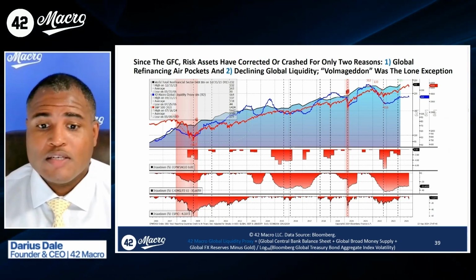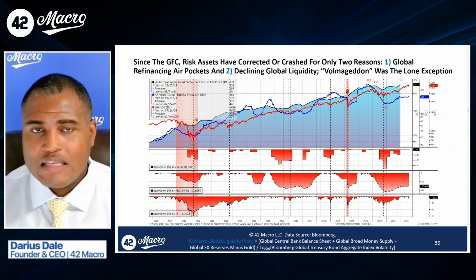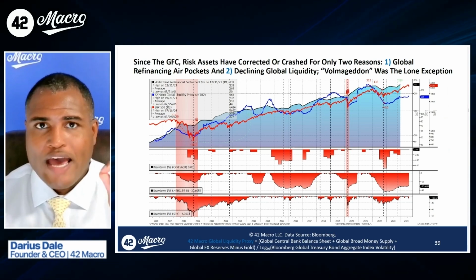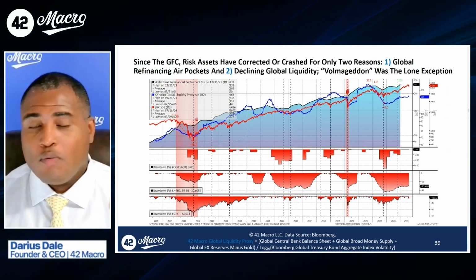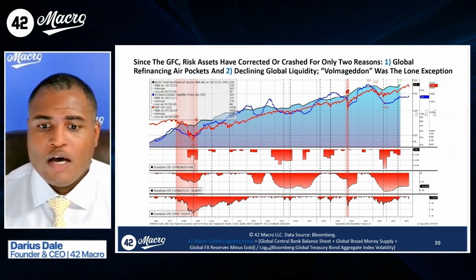And reason number two is declining global liquidity. Volmageddon was the lone exception. It's the only time since the global financial crisis began where we had a drawdown in asset markets that wasn't caused by one of two dynamics: a global refinancing air pocket and a drawdown in global liquidity.